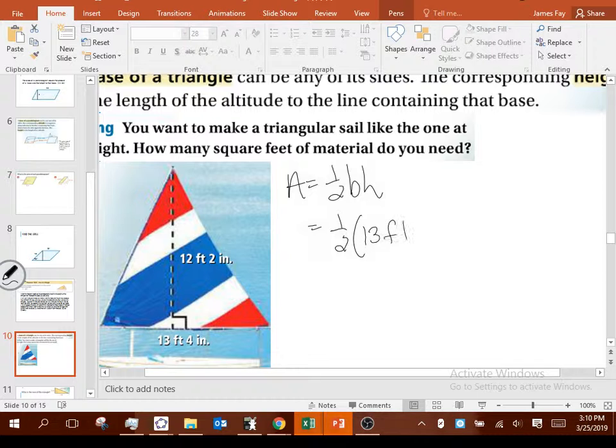13 feet. I'm going to write it this way. Don't write it this way yet. 13 feet 4 inches, and your height would be 12 feet 2 inches. And the reason I'll write it this way is fourth period I asked for 13 feet 4 inches as a decimal, and I got 13.4 as the answer. Is that right? Why not?